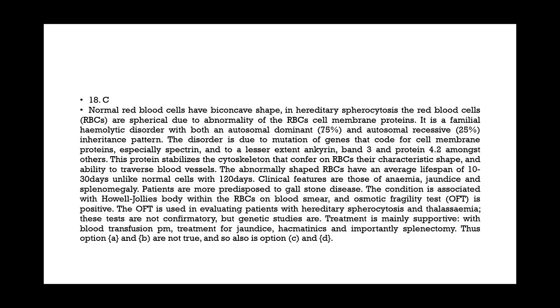These proteins stabilize the cytoskeleton that confers on RBCs their characteristic shape and ability to traverse blood vessels. The abnormally shaped RBCs have an average lifespan of 10 to 30 days, unlike normal red cells with 120 days. Clinical features are those of anemia, jaundice, and splenomegaly. Patients are more predisposed to gallstone disease. The condition is associated with Howell-Jolly bodies within the red blood cells on blood smear. An osmotic fragility test is positive.